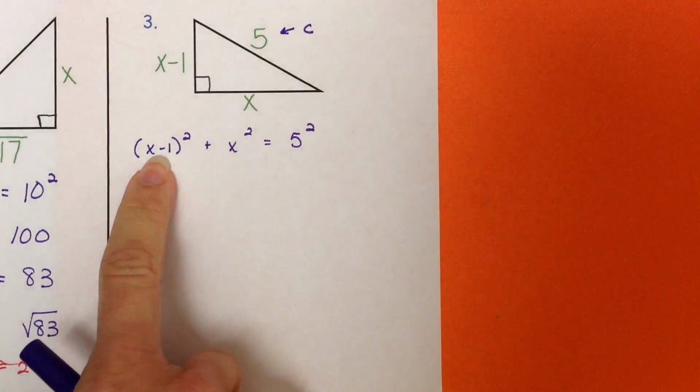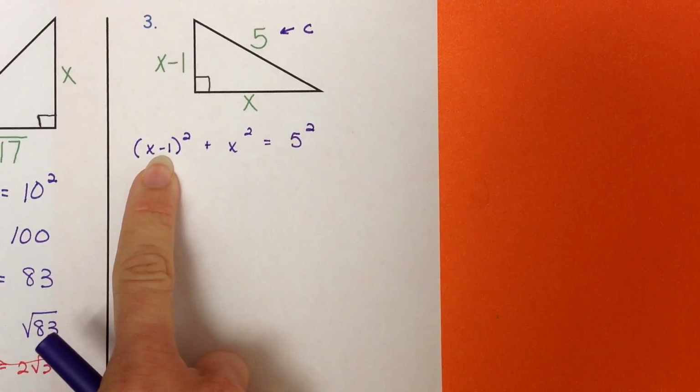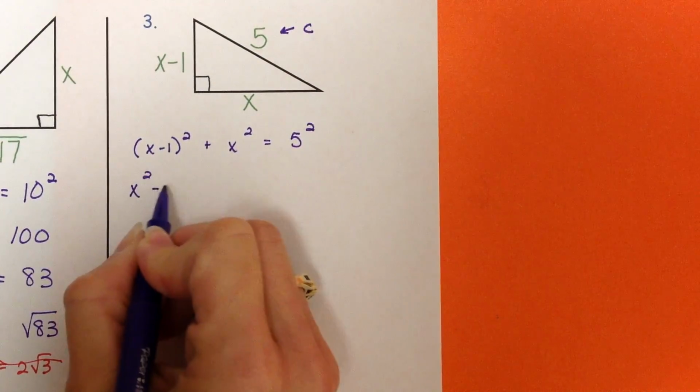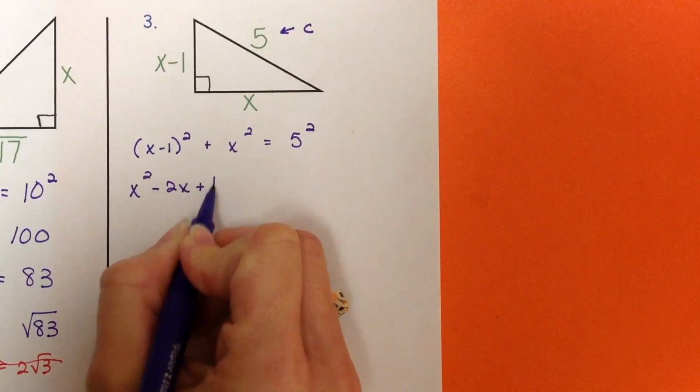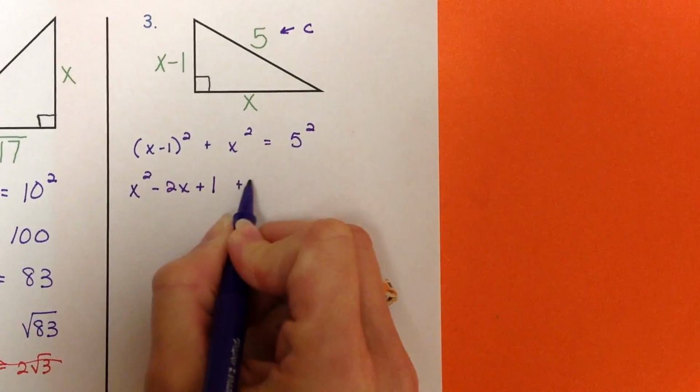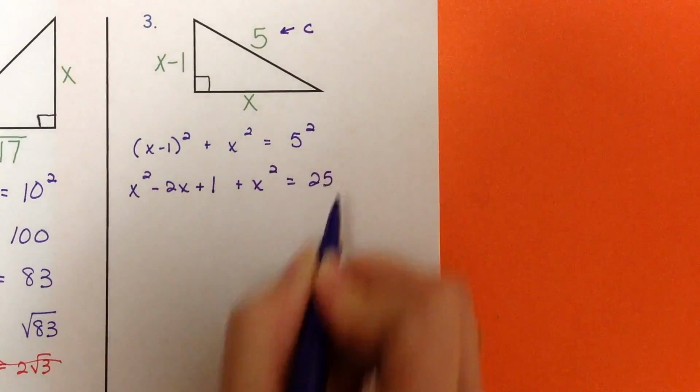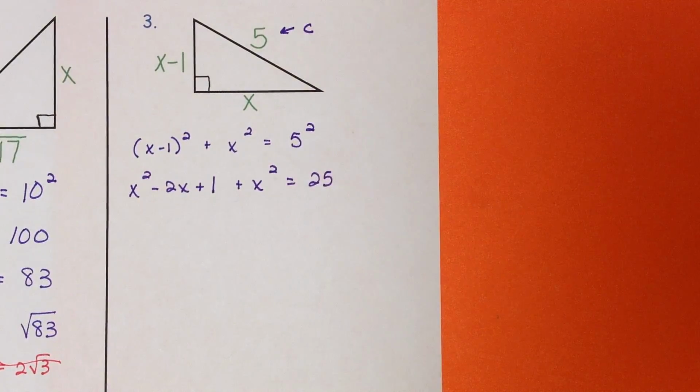Now, if you can square this in your head, that's great. If not, go over to the side, write it down twice, pull it out, and you're going to end up with x squared minus 2x plus 1. Then I'm going to bring down my x squared. Of course, square the 5, and I get 25. Now, what I have is a quadratic equation.